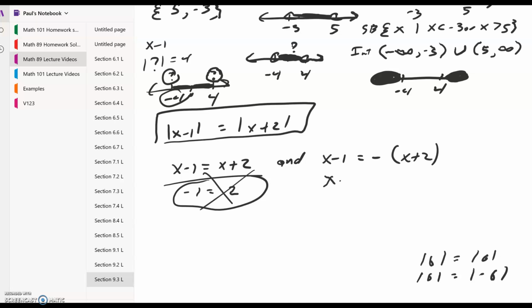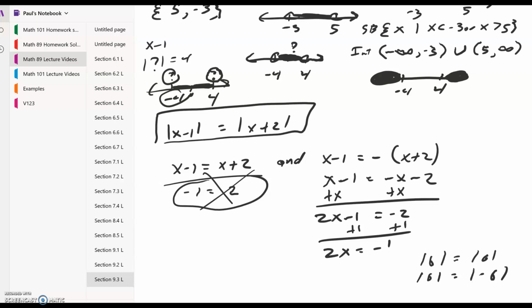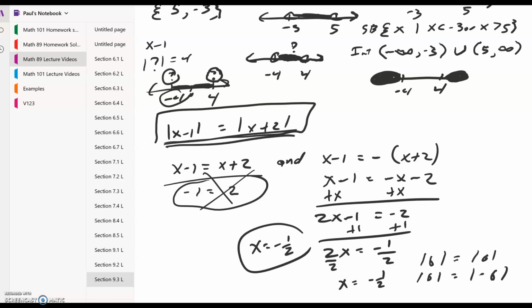What about over here? Well, we distribute the minus sign to the x and to the 2. Let's add an x to both sides. We get 2x minus 1 equals negative 2. Let's add a 1 to both sides and we get 2x equals negative 1. And divide both sides by 2 and we have x equals negative 1/2. And so you can see that x equals negative 1/2 is the solution to this equation. So those are the examples. I think that's probably good enough. If you looked at some of the software examples, this will probably help you enough to be able to do the problems.